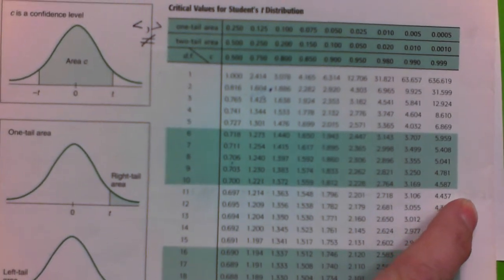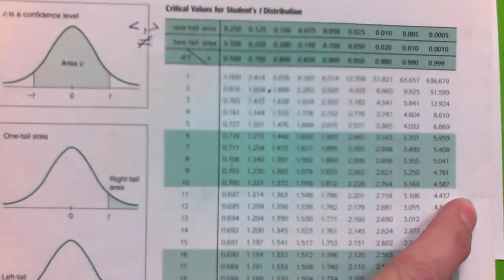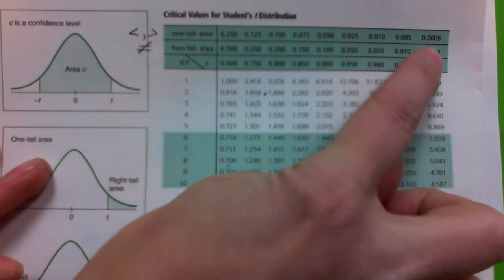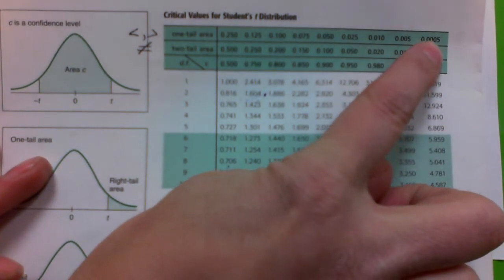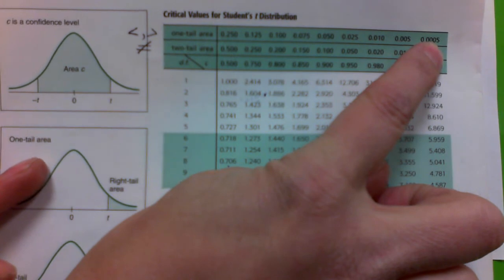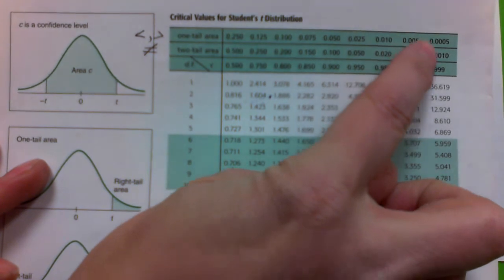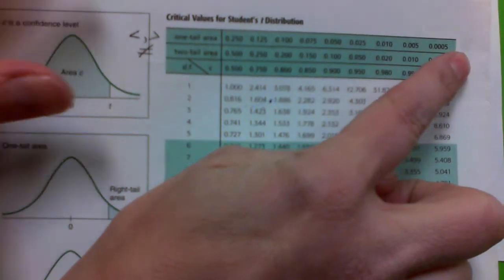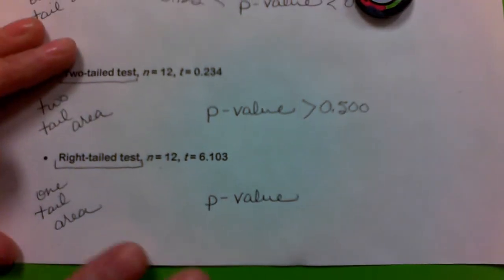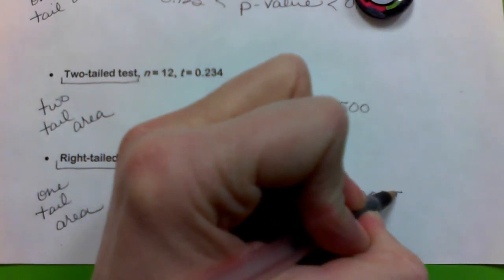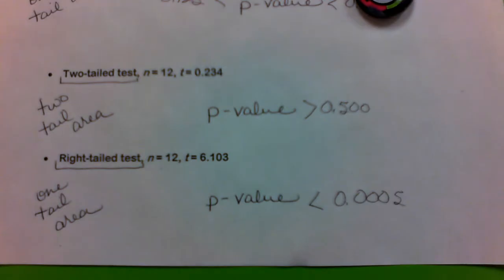So 6.103 would lie to the right of that. So I travel up to the one-tail area, and I know my p-value would fall to the right of 0.0005. So as I read this row of numbers, the numbers continue to get smaller. So the further you would go to the right, it would be smaller or less than 0.0005. So that does not occur very often, but it can happen. So be prepared for that.